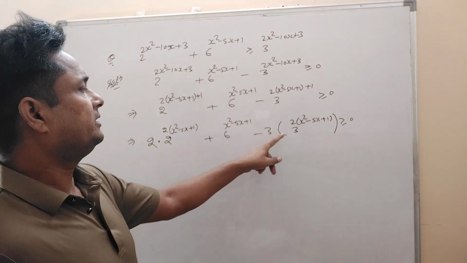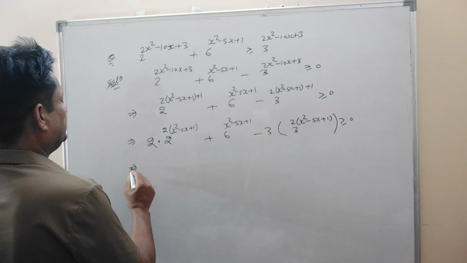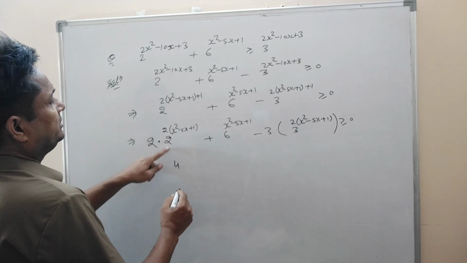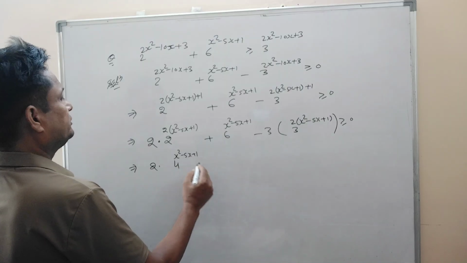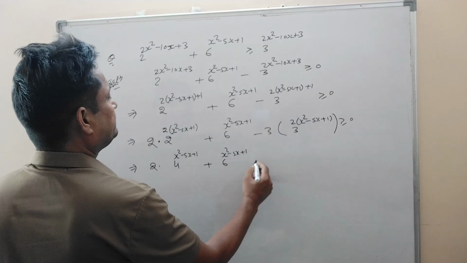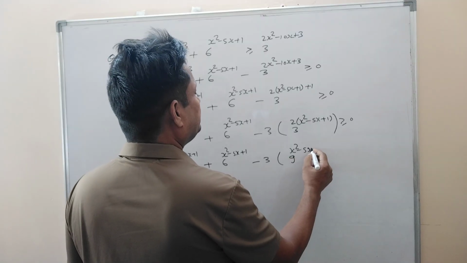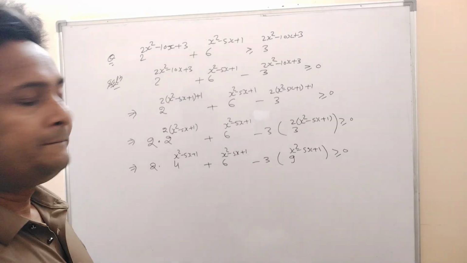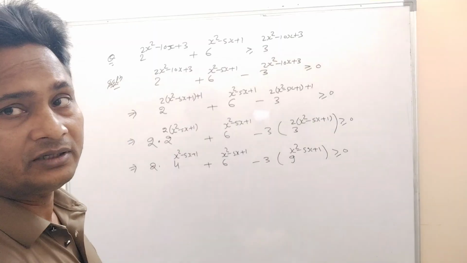So you can simplify this by using what? First of all, you can write this one as 2 into 4 to, this can be written as 2 to the power 2, so this will be 4 to the power x square minus 5x plus 1 plus 6 to the power x square minus 5x plus 1 minus 3 into, this can be written as 9 to the power x square minus 5x plus 1 greater than or equal to 0. Now divide this whole term by 6 to the power x square minus 5x plus 1.